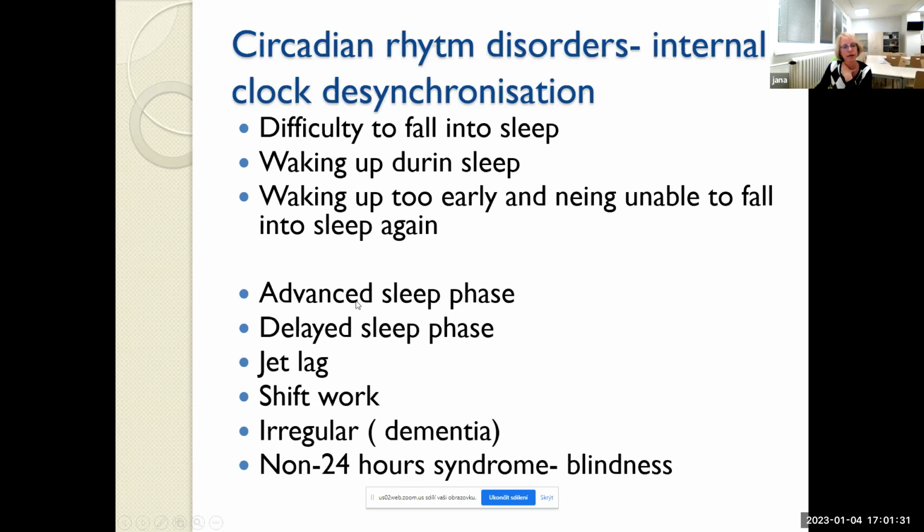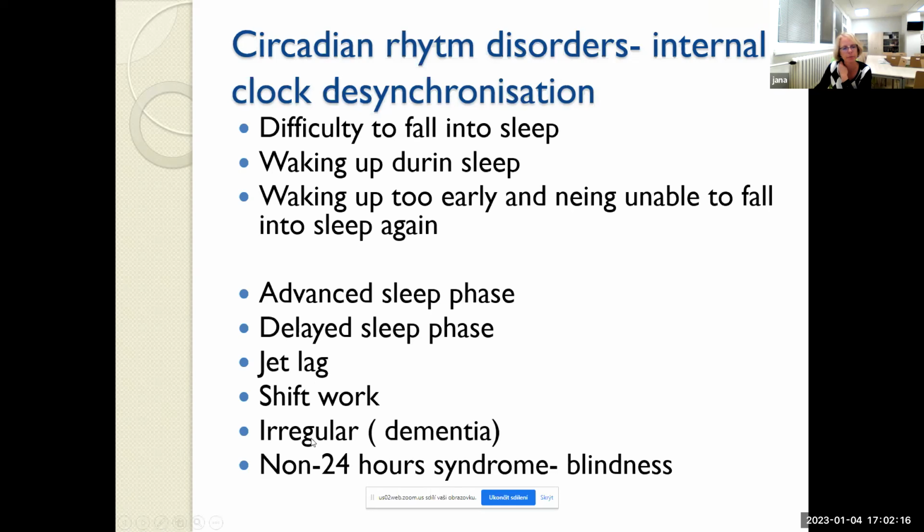We can have advanced sleep phase, so we are not going to sleep at about 10 in the evening, but at 6 or 5 in the early evening. Or we have delayed sleep phase. It means we like to fall asleep after midnight or even later. Of course, we can feel sleep disorders with circadian rhythm when we go to the other side of the world. So you have a situation called jet lag. It means that your internal clock is on a different wave than the society you went to visit. So you are supposed to synchronize your body with the other time zone as soon as possible.